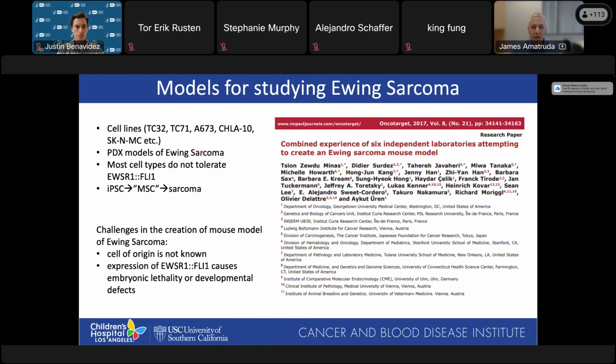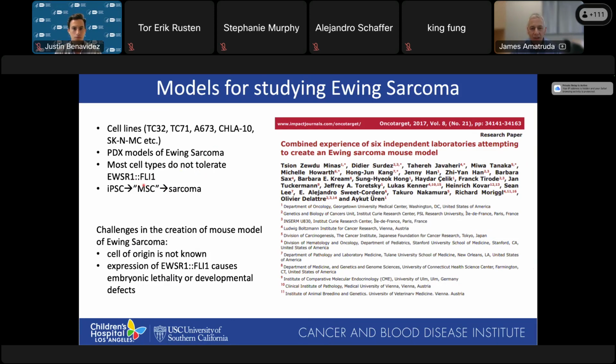One issue is that most cell types do not tolerate expression of the fusion. They will just die or senesce. So even trying to build an in vitro model has been challenging. There's been some work with mesenchymal stem cells, often a poorly defined stem cell type.